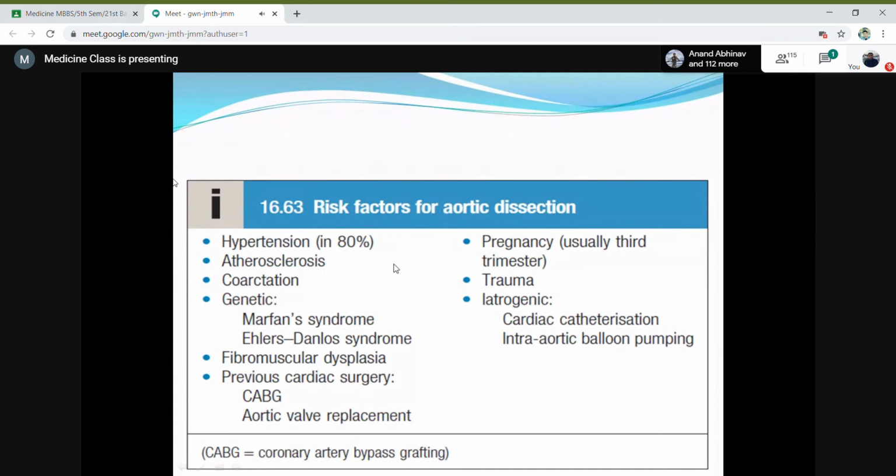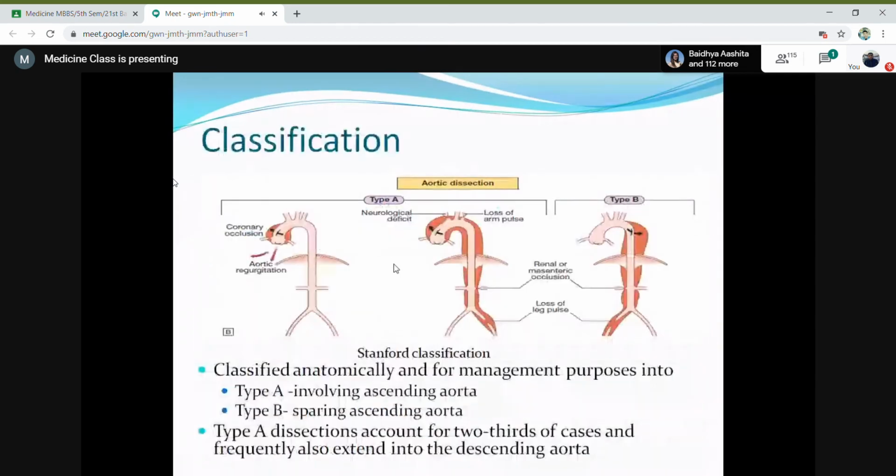Most of the risk factors, okay, they are the same. Hypertension, arteriosclerosis, coarctation, genetic like Marfan, Ehlers-Danlos syndrome, fibromuscular dysplasia, previous cardiac surgeries like coronary artery bypass graft, aortic valve replacement, pregnancy, trauma, iatrogenic after some procedure. Okay, so these are the risk factors.